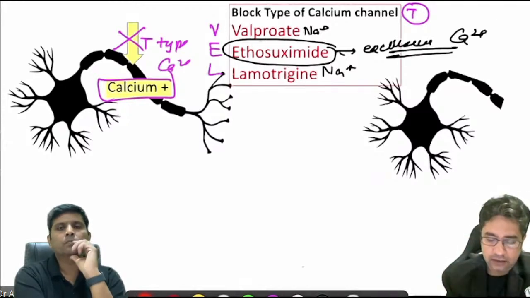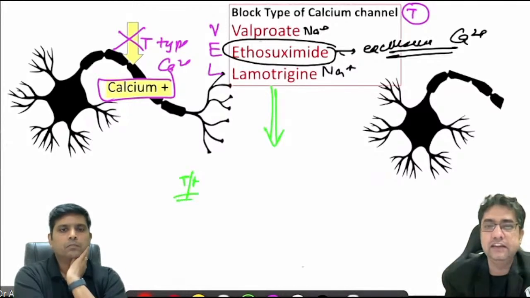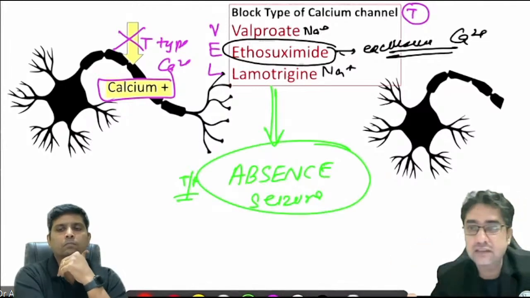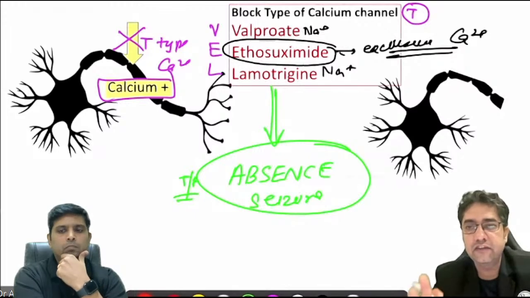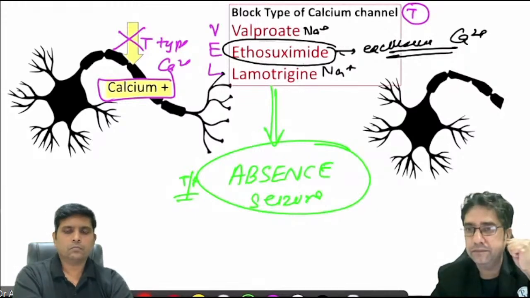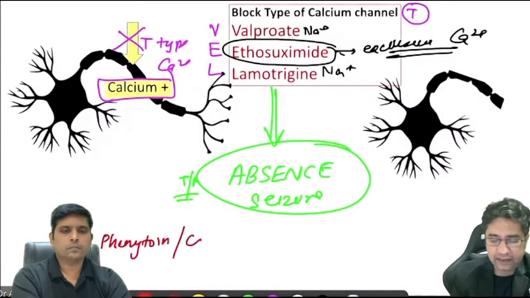And remember, the drugs that block T type of calcium channels are given in the treatment of absence seizures. And Sir very well explained what the EEG of absence seizure is, the 3 Hertz spike and wave pattern. So remember, these three drugs are the first line drugs for absence seizure because they block calcium channel. So if I ask you a question, do you think phenytoin and carbamazepine are effective in absence seizures?